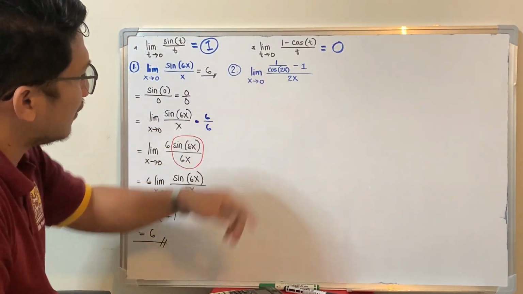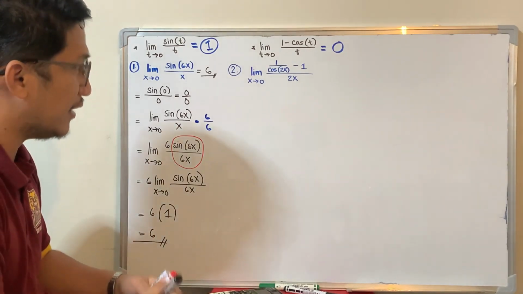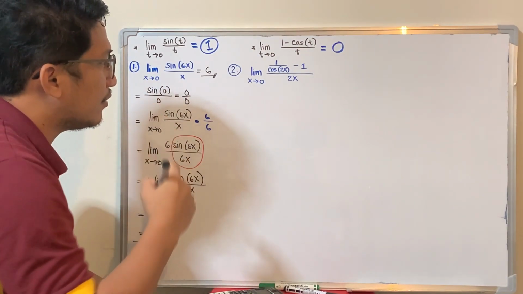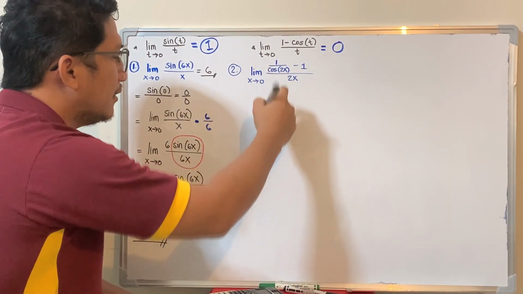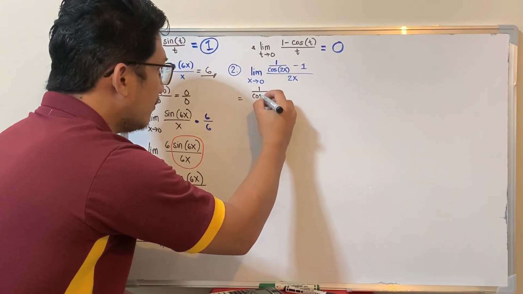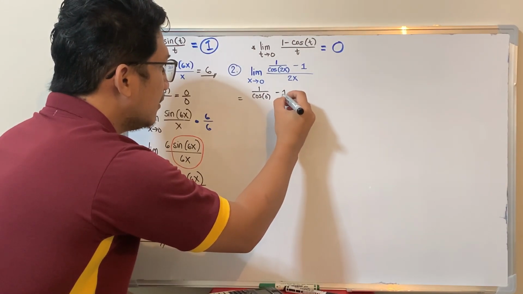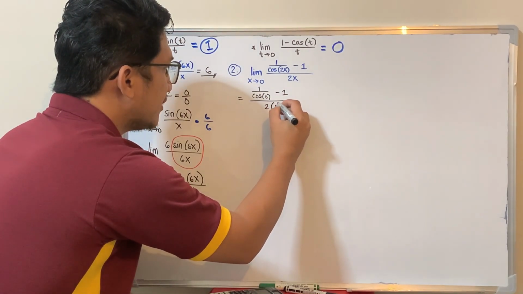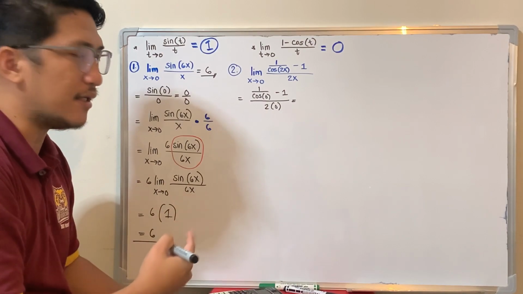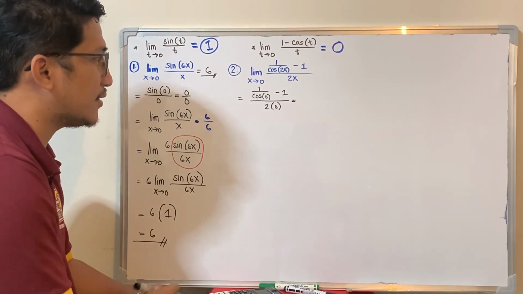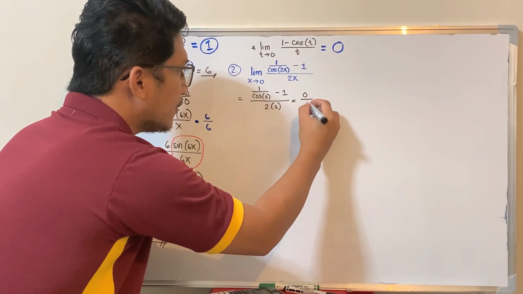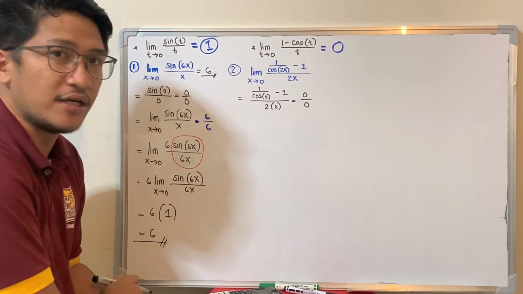We have the limit of 1 over cosine 2x minus 1, all over 2x. Again, if you will try to substitute the value, this becomes 1 over cosine 0 minus 1 all over 2 times 0. Now, 1 over cosine 0, if you recall, cosine 0 is equal to 1. Again, check using your calculator if you have doubts. So 1 over 1 is 1, minus 1 is 0, all over 2 times 0 is, of course, 0 gihapon. So meaning, indeterminate ang imong result.